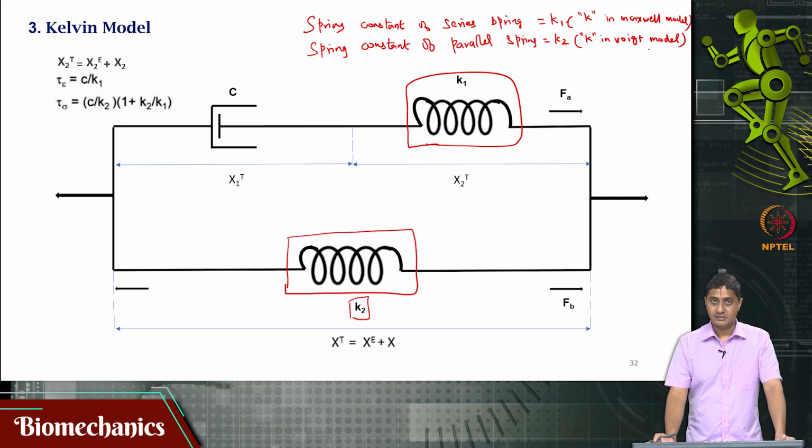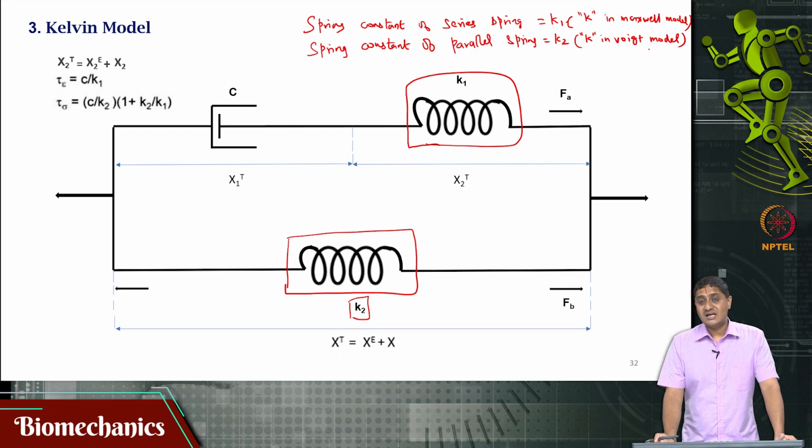So, we are trying to relate the current Kelvin model with the Maxwell and Voigt model, which we already know. What was called K in the Maxwell model is now called K1. What was called K in the Voigt model is now called K2. And there are these two springs, one in series and one in parallel to the dashpot.